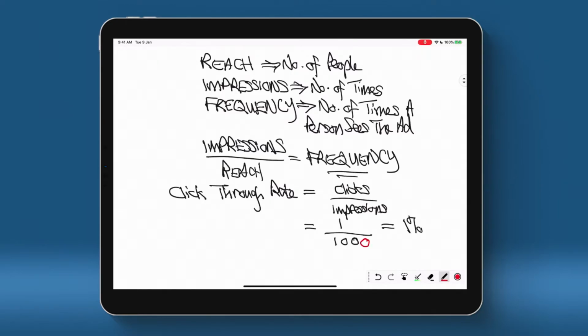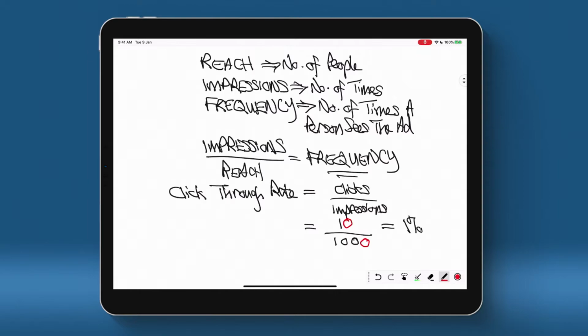Why? Because CPM is based on 1,000 impressions. So when you denominate everything to 1,000 for CPM, my maths teacher reminded me you add a zero below, you add a zero on top. So 10 clicks out of 1,000 impressions will still return you 1%.